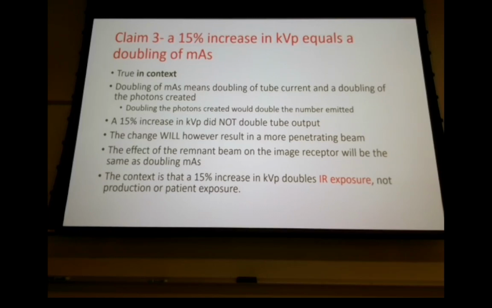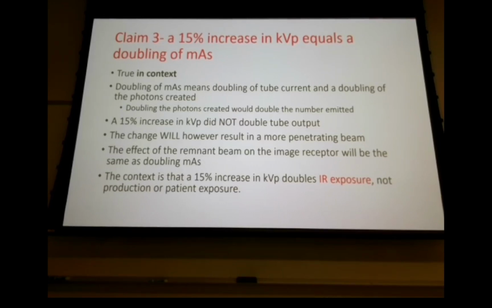So claim 3, a 15% increase in kVp equals a doubling of mass. We've already debunked that. It's true in context, but the context is where is that double happening? You're not getting a 100% increase, a factor of 2 increase in emission from the X-ray tube. You're getting that at the image receptor, right? So doubling of the mass means doubling the tube current, doubling the photons created, and that's not what we're getting with the change in kVp.